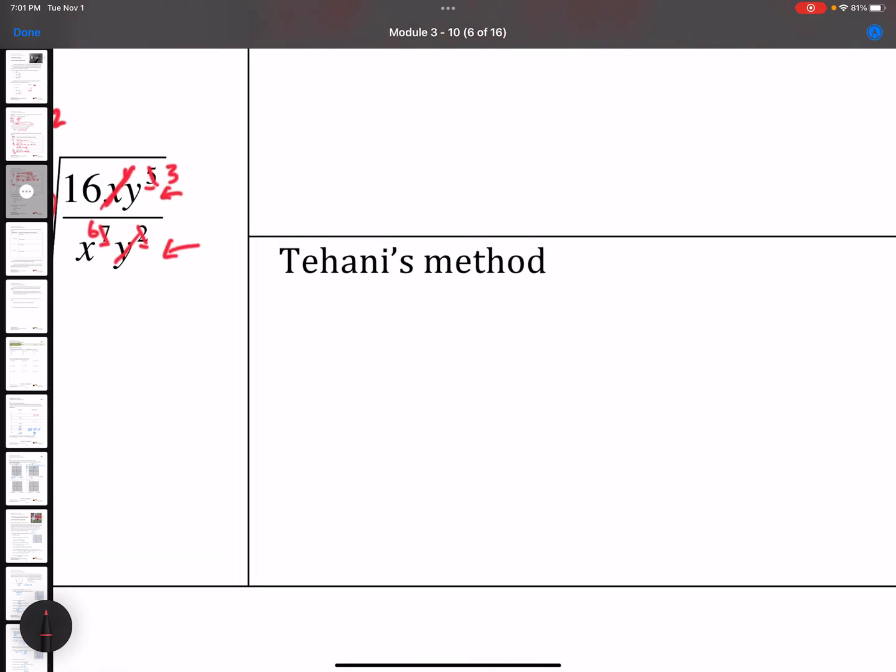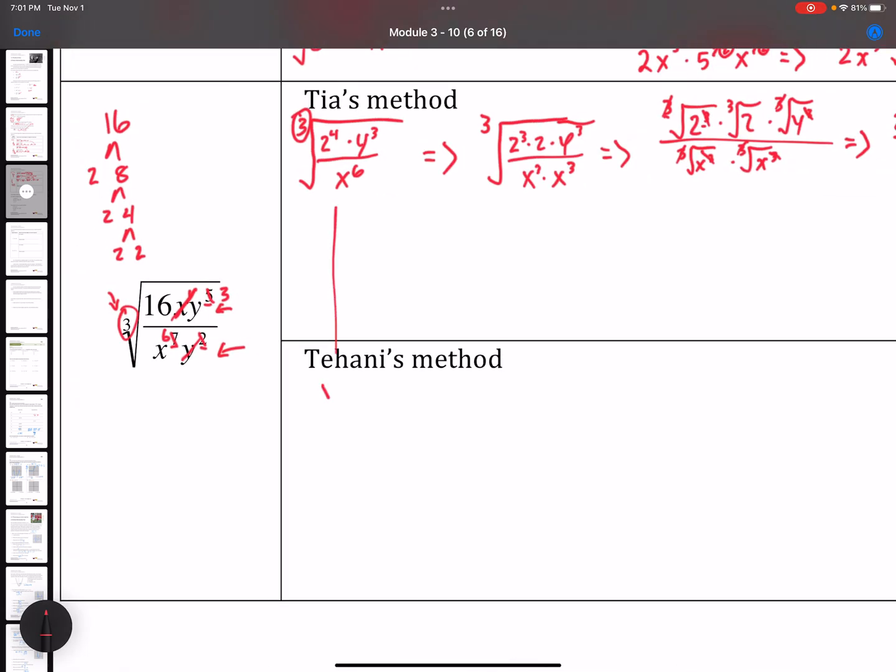Now let's look at Tahani's method. I've already got this simplified version up here, so I'm going to pull that down as well so that I don't have to re-simplify. I've got the cubed root of 2 to the 4th times y cubed all over x to the 6th. Now remember, Tahani takes this and makes it a fractional exponent, and she can do that to everything in the numerator and the denominator. So I will have 2 to the 4 thirds times y to the 3 thirds all over x to the 6 thirds.